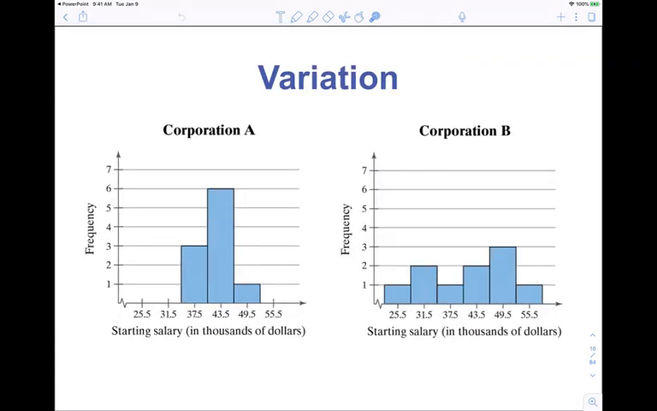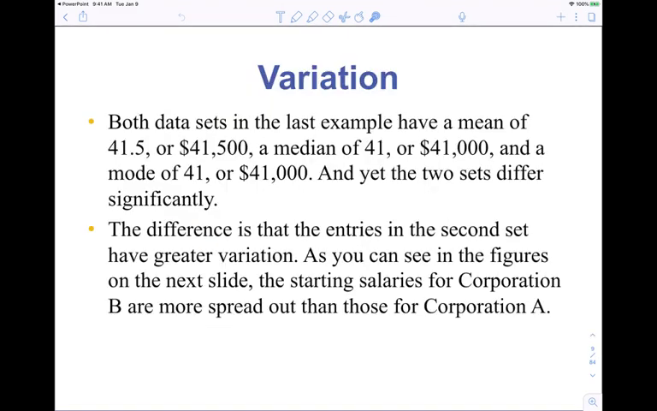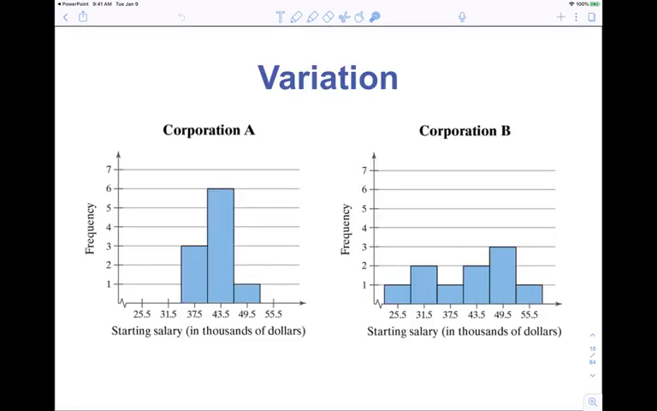So variation essentially is a discussion on how spread out our data is. You see in these two examples, both data sets have an average of 41,500, a median of 41,000, and a mode. So even though they have the same central tendency, the second data set was more spread out than the first, right? So it's a larger range. So variation is a discussion on how spread out the data is.